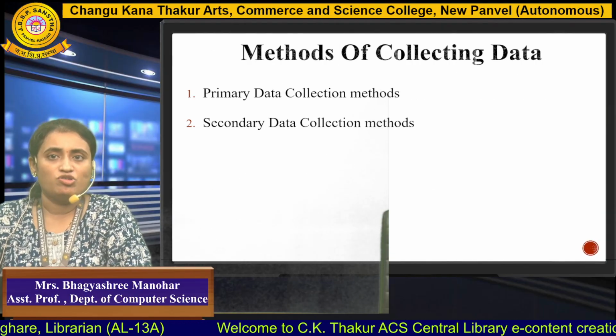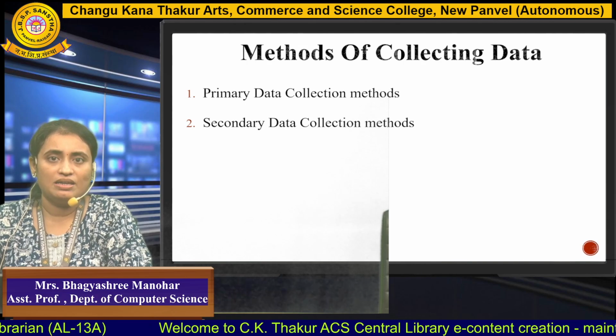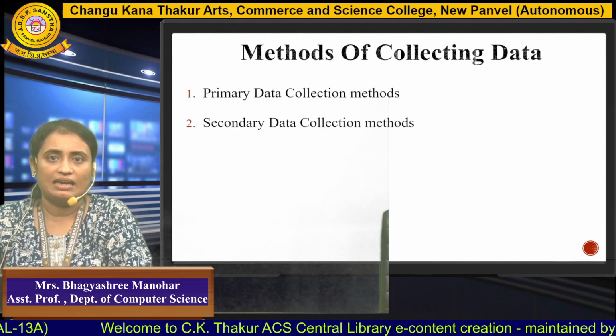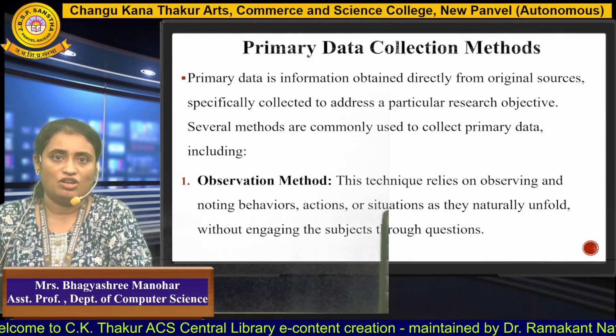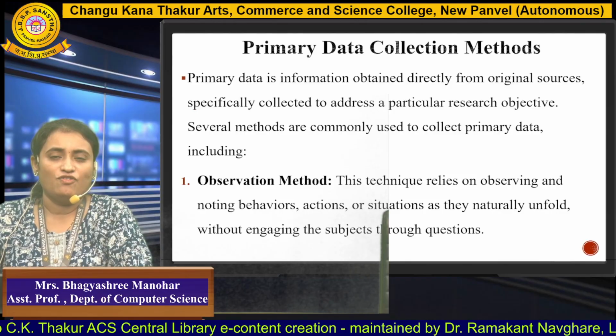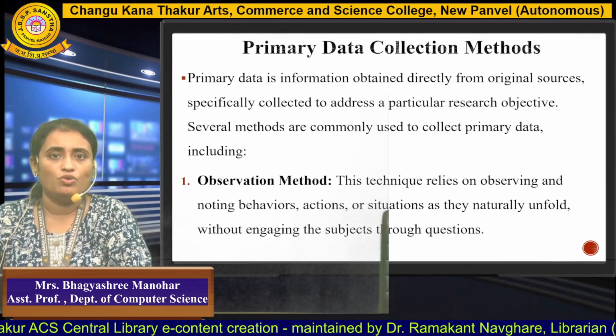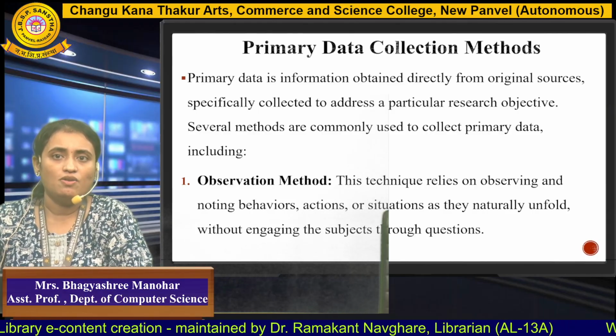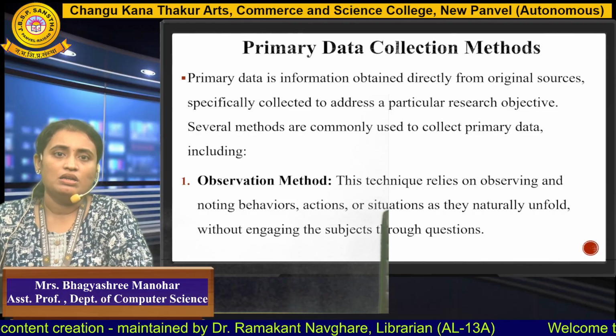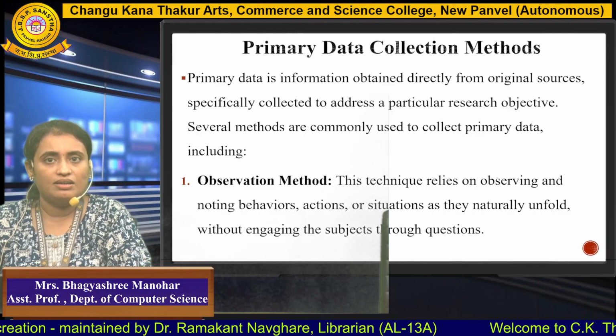There are two types of collection methods, that is the primary data collection method and the secondary data collection method. First we will see the primary data collection. Primary data is information obtained directly from the original sources specifically to address a particular research objective. There are several methods to collect the data.